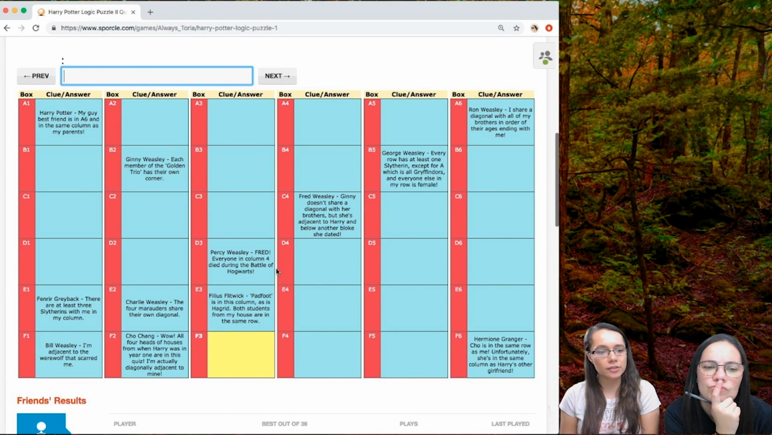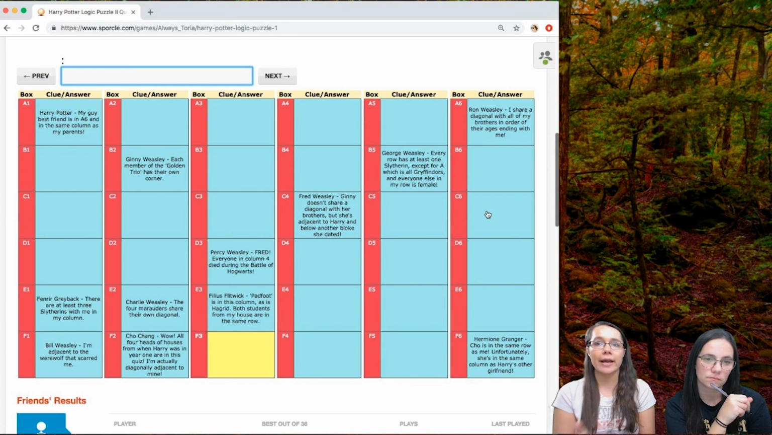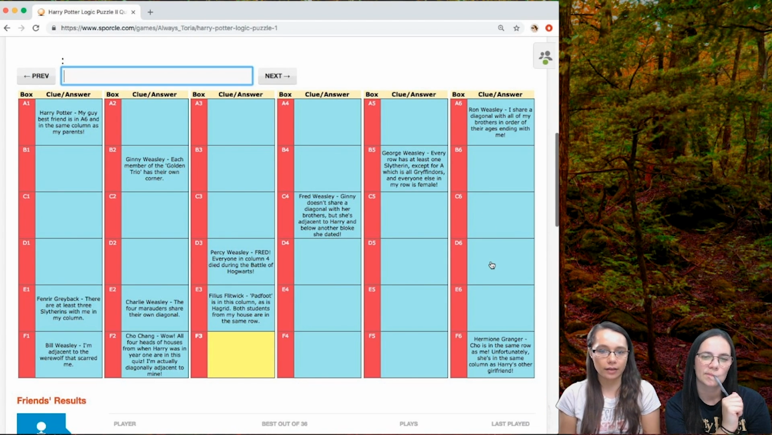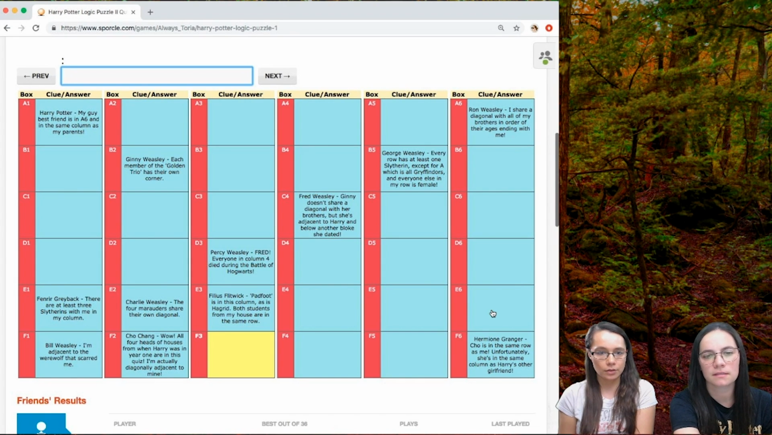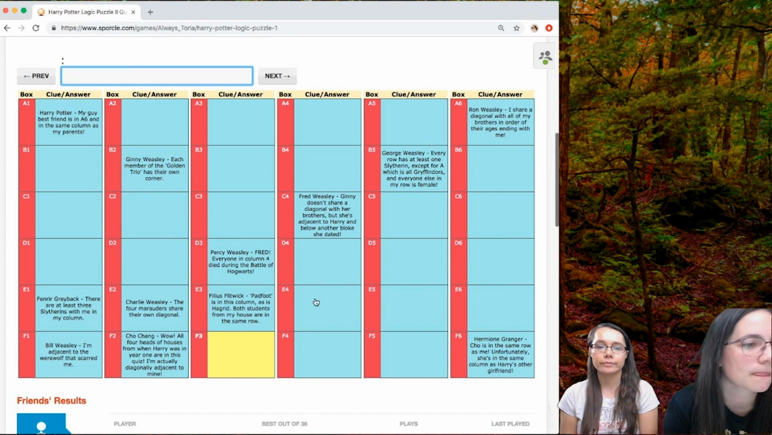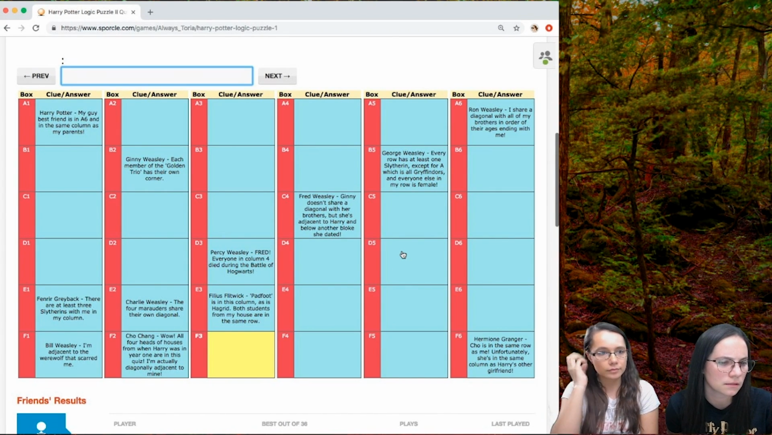The fact that it says share their own diagonal makes me think that it has to be this one, right? F3, E4, D5, C6. Why? Because they have to have their own diagonal, so there has to be 4 people only in that diagonal. We're talking about the Marauders? Yes. If they're in this diagonal, there's only 3. This one's only 2. D6, C5, B4, A3 can all be diagonal. Okay, let's look at adjacent to the werewolf that scarred me.